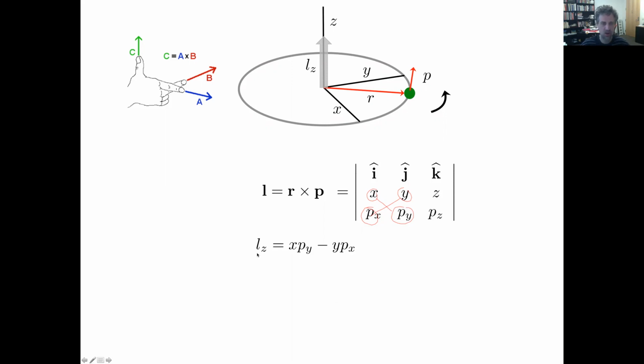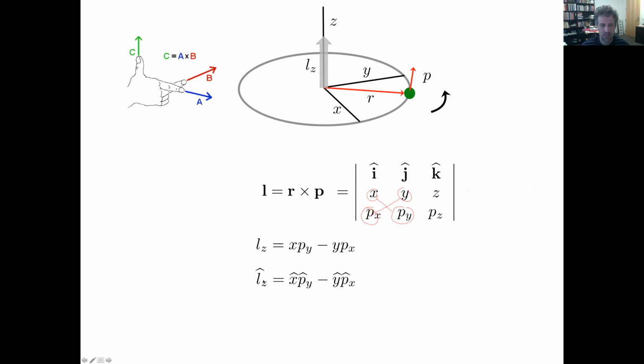So the component along the Z-axis, the angular momentum component, is written as such. So that is classical, okay? Again, there's nothing quantum mechanical about this. This is true quantum mechanics-wise. It's also true classical-wise. So how do we make this a quantum mechanical angular momentum?